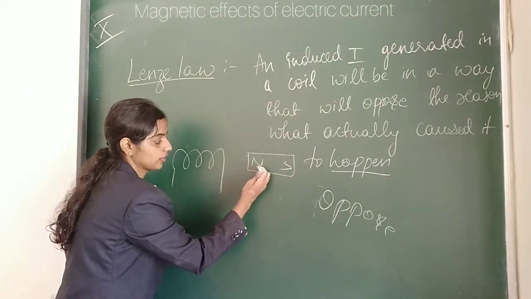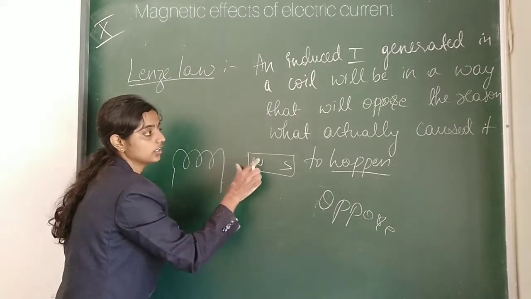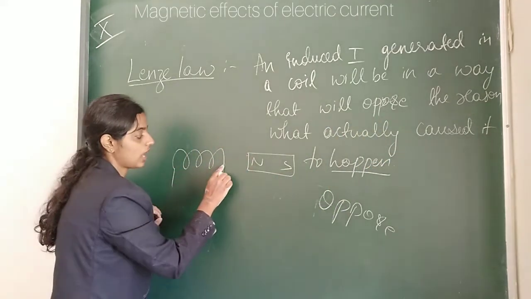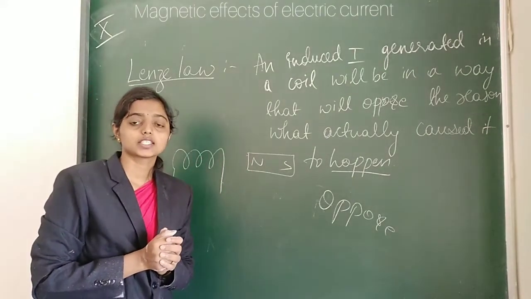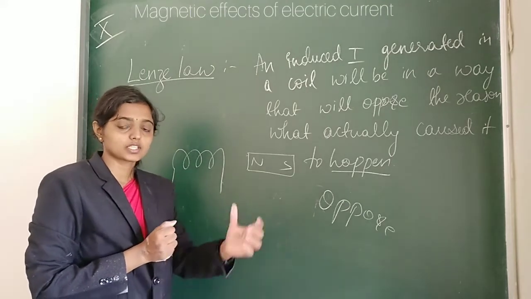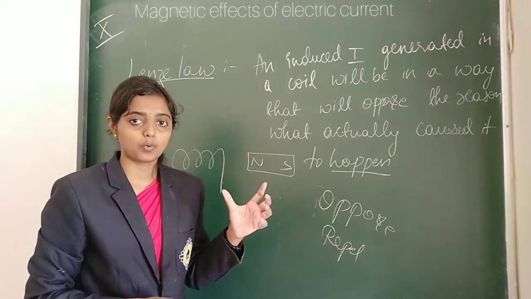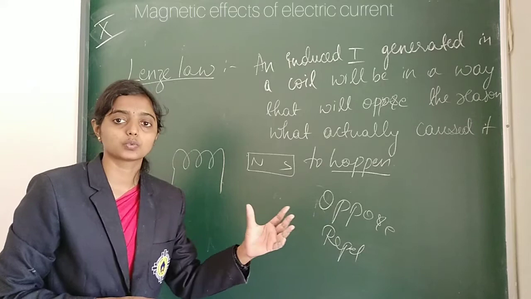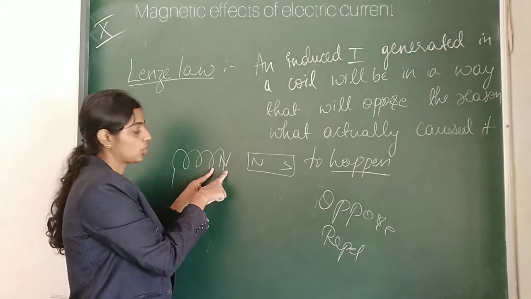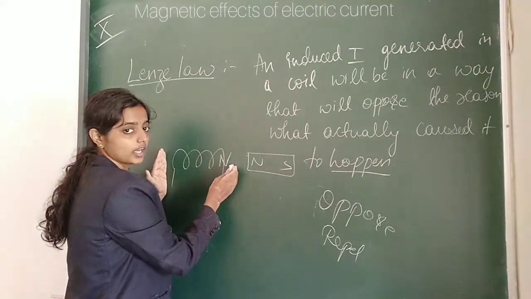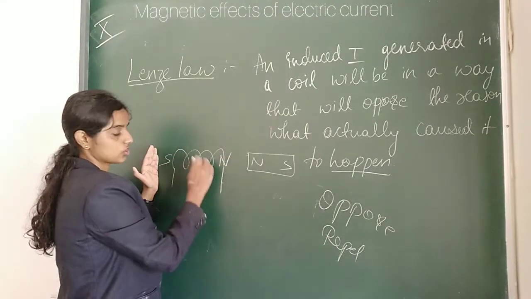So if this is north, when it starts to come near this coil, it will oppose, and that is the actual cause. So it will act as opposing. Just recall the magnetic property: when magnets oppose, it is nothing but repel. When like poles come together, they oppose; they attract only with unlike poles. So to oppose, it should act as a north pole. That means if this is north, the coil end will be north. Based on this we can assign the poles to this coil.